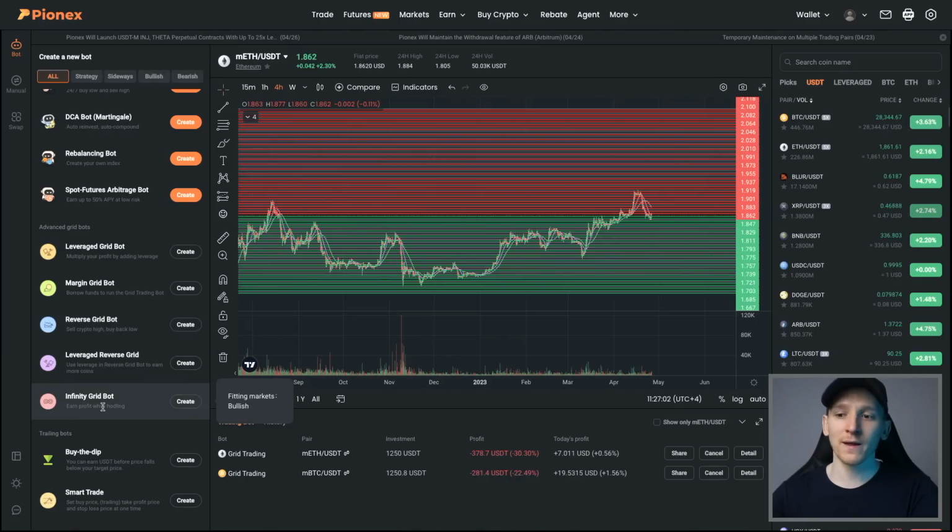Infinity grid bot just means this is a very long-term buy and hold thing where it's just going to basically trade the price to infinity. This may work, but you spread the capital out very thin.